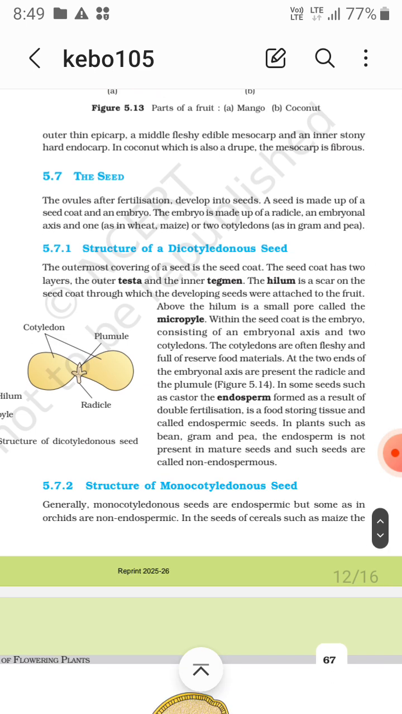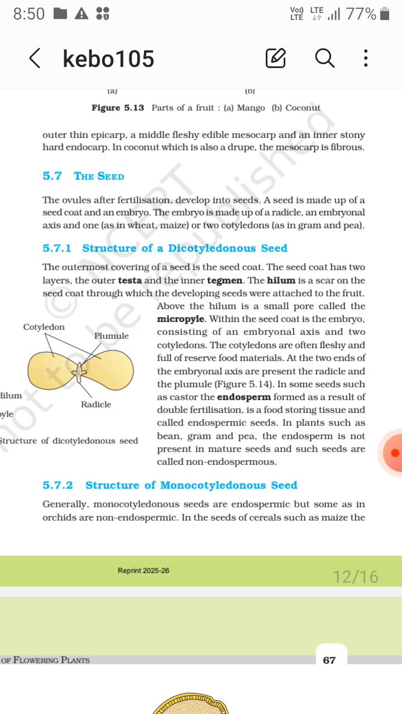Now, the structure of a dicotyledonous seed. The outermost covering of a seed is the seed coat. The seed coat has two layers: the outer is testa and the inner is tegmen. The hilum is a scar on the seed coat through which the developing seed was attached to the fruit. Above the hilum is a small pore called the micropyle.